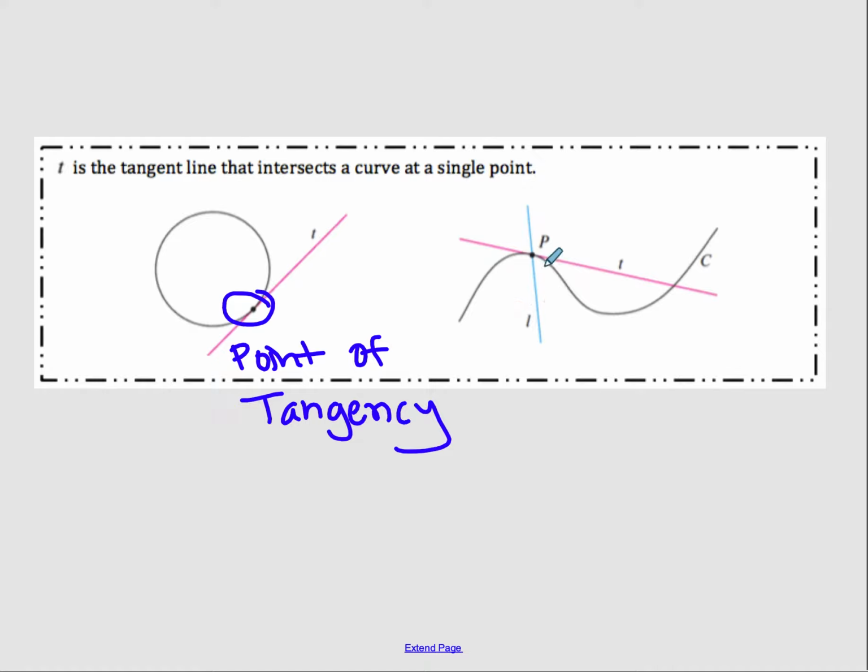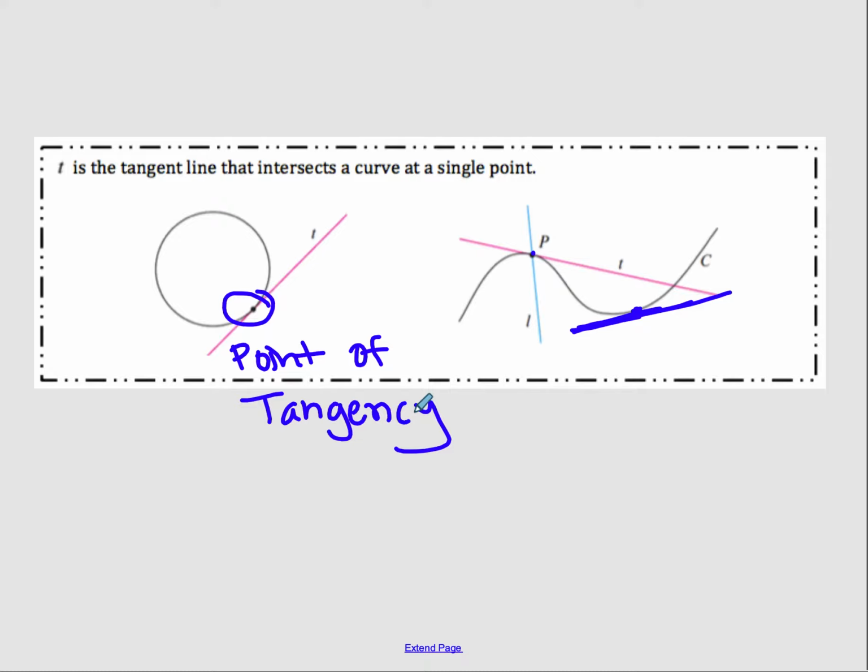And here is another one. Okay, this one's a little bit different. You guys can see the line is actually touching at 2, but what's around it is really only touching at 1 point. Here's another example of a tangent line, and this would be its point of tangency. It just touches the curve at 1 point.